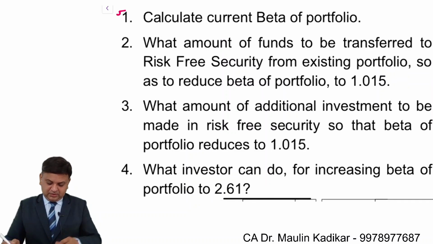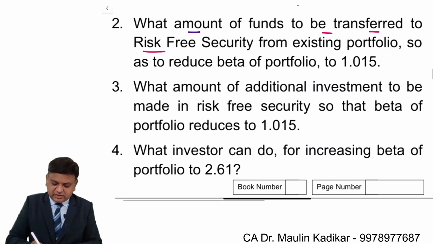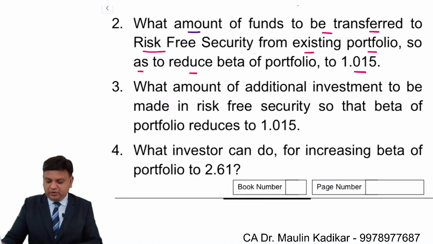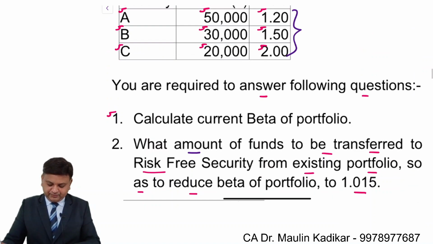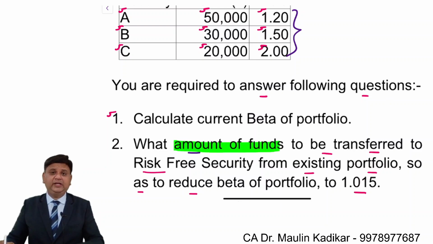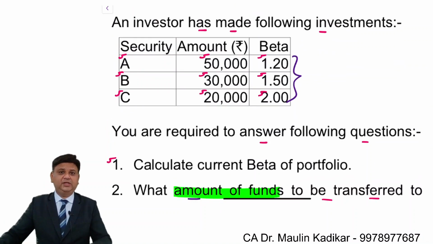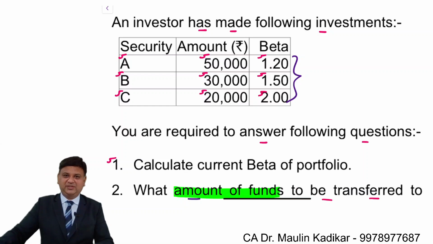The second part of the question says, what amount of the funds is to be transferred to risk-free security from the existing portfolio so as to reduce beta of the portfolio to 1.015. So the second part asks what is the amount of the funds that should be transferred to risk-free security so that the beta would be 1.015. I request you to give the answer for the second part of the question in the chat box.